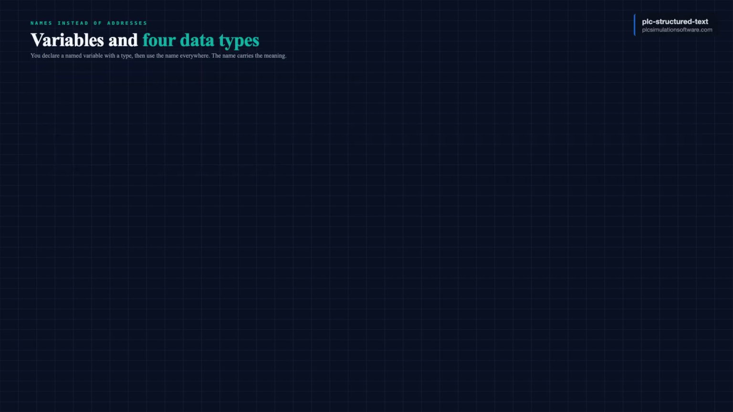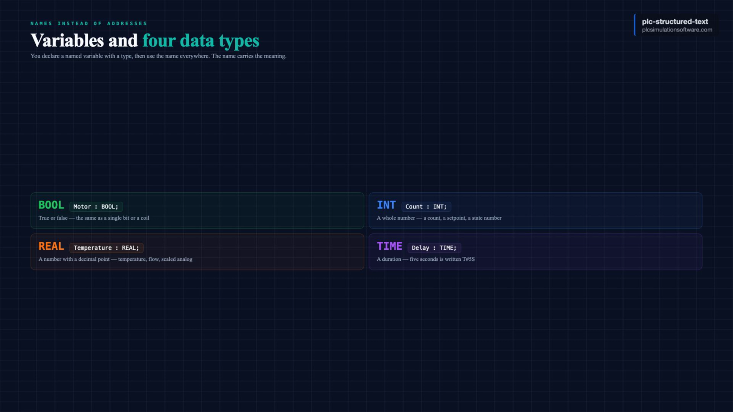Start with variables. In ladder, you work with addresses and tags. In structured text, you declare named variables with a type, then use the name everywhere. 4 types cover almost everything. Bool is true or false, the same as a single bit or a coil. Int is a whole number, a count, a set point, a state number. Real is a number with a decimal point, a temperature, a flow rate, a scaled analog value. And time is a duration. 5 seconds is written T#5s.